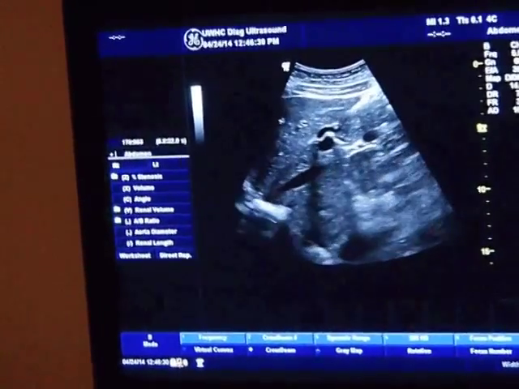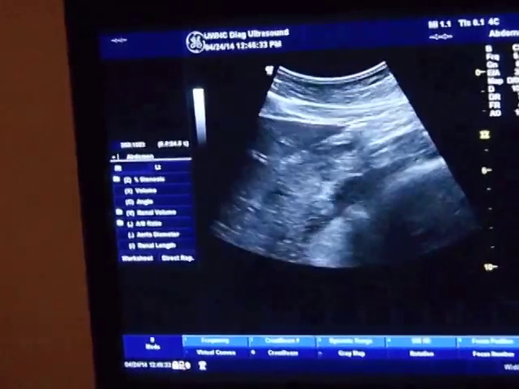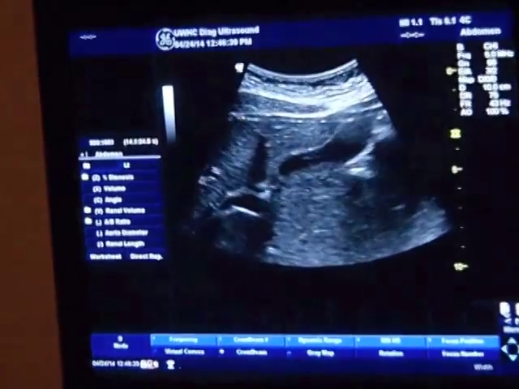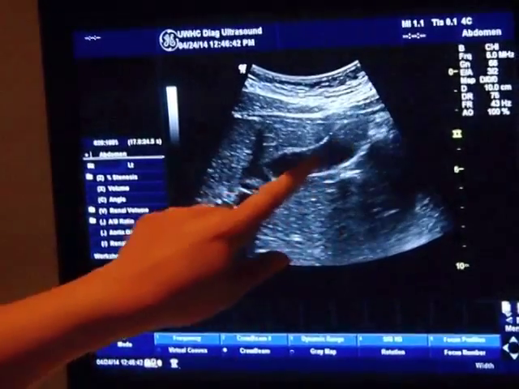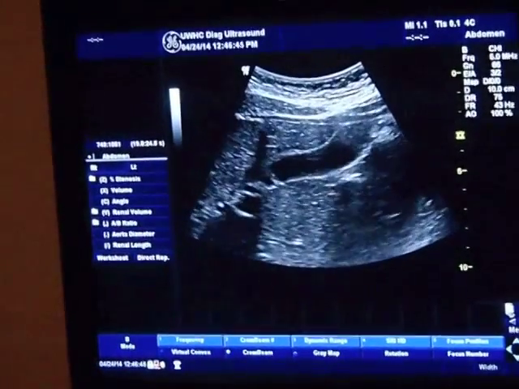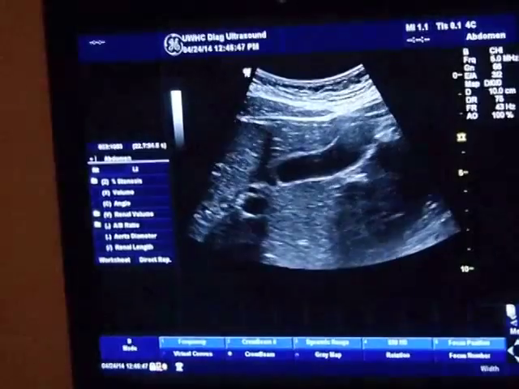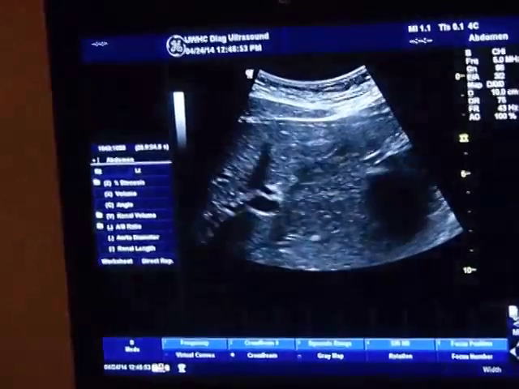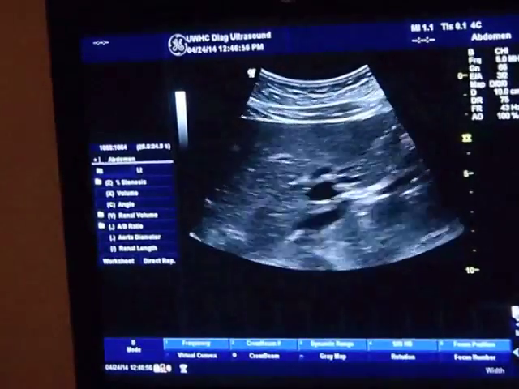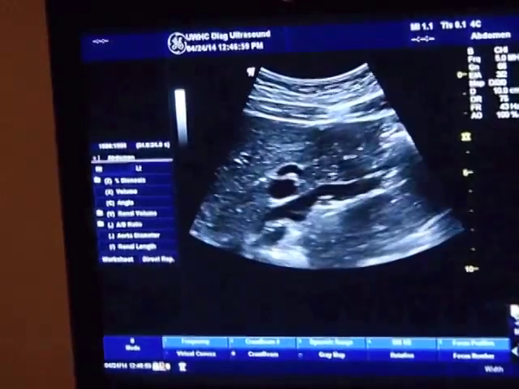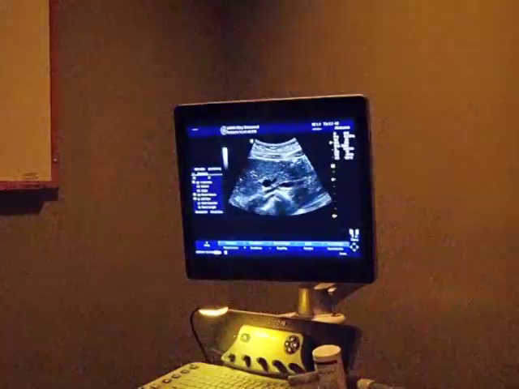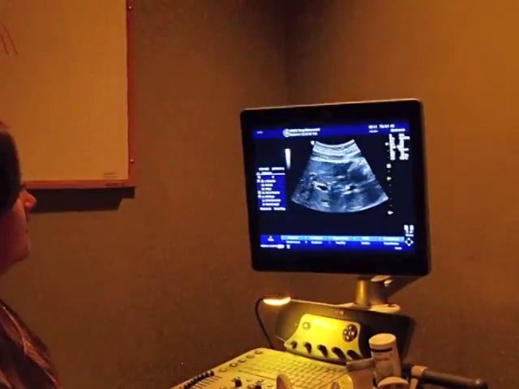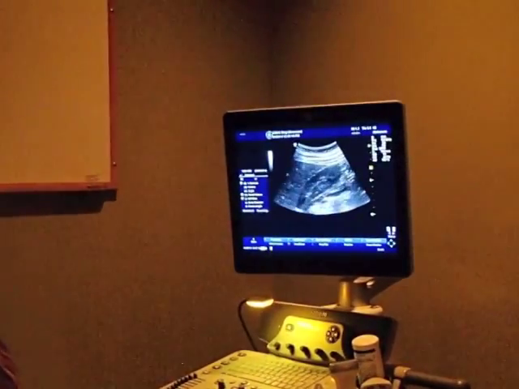Alright, and next we look at the gallbladder, which you can see as this black area here. Looking for any stones or any abnormalities. And then after the gallbladder, we do look at the common bile duct. It's what drains the bile out of the gallbladder to see if it's dilated or if there's any stones at all in there. And then lastly, we look at the right kidney.